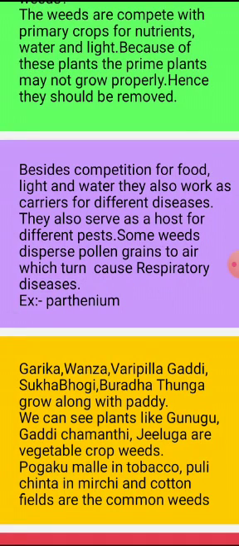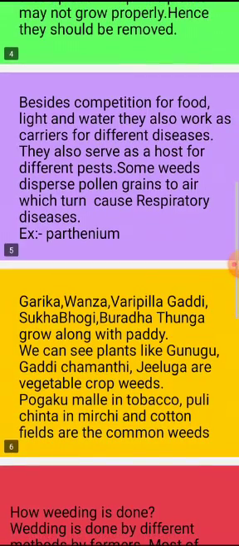Some weeds disperse pollen grains into the air, which in turn cause respiratory diseases. For example, Parthenium. It was imported from Australia along with the wheat crop.